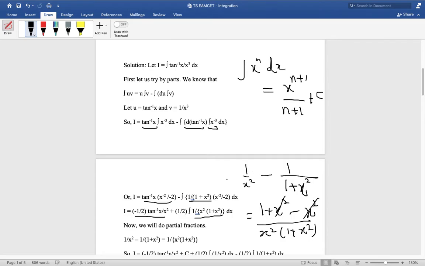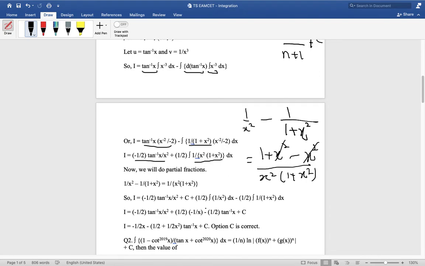So that is very easily integrable. But since half is multiplied outside both the terms, we get half of the integral of 1 by x square dx minus half of the integral of 1 by 1 plus x square dx.